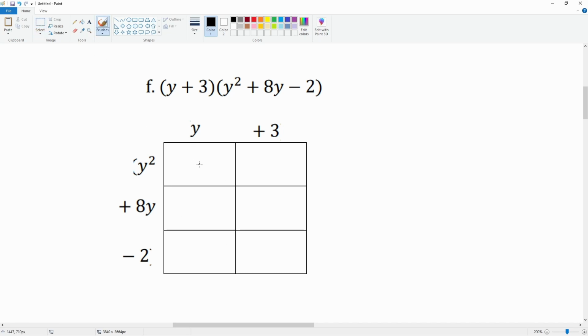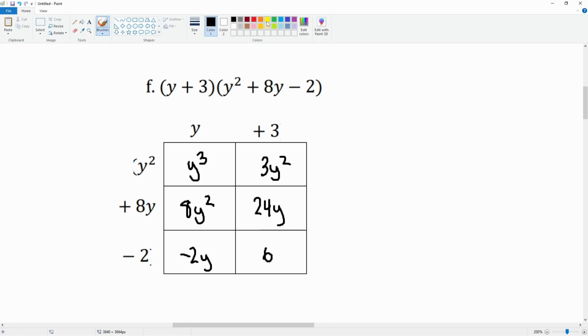y squared times y becomes y cubed. y squared times 3 is 3y squared. y times 8y becomes 8y squared. 8y times 3 is 24y. Negative 2 times y is negative 2y. Negative 2 times 3 is negative 6.